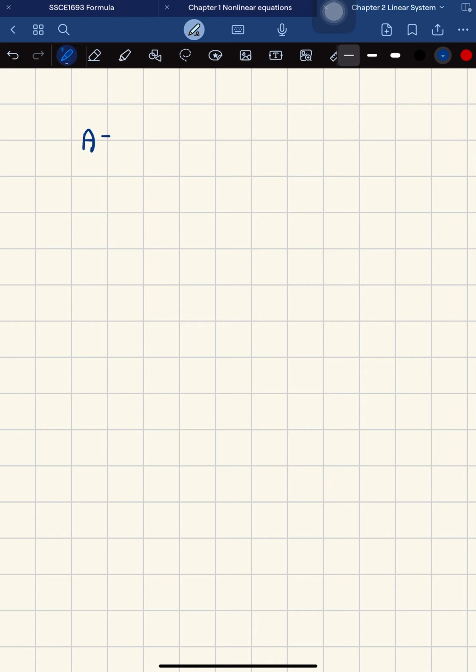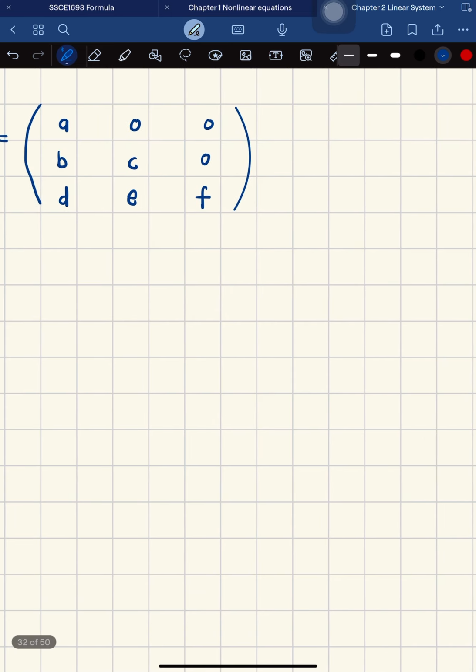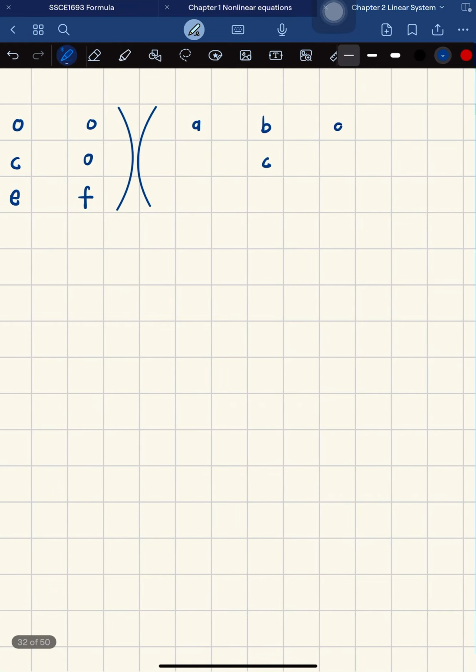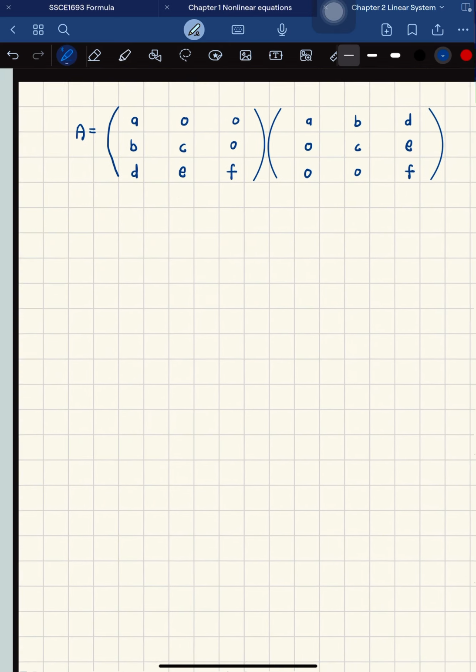So A equal to LU, with L as A, B, C, D, E, F, and U as A, B, C, D, E, F. And then multiply these two matrices.